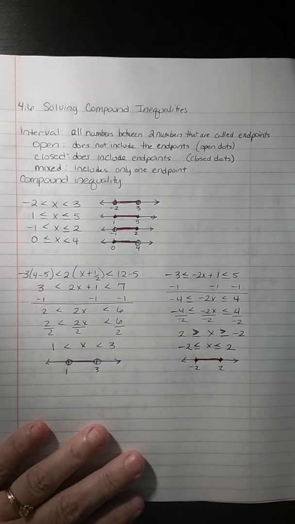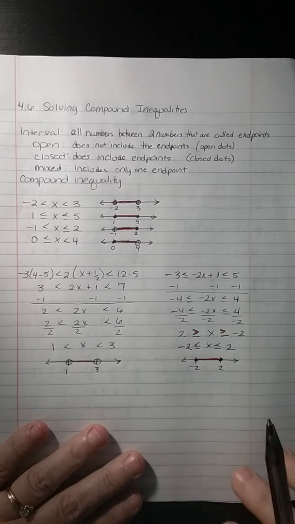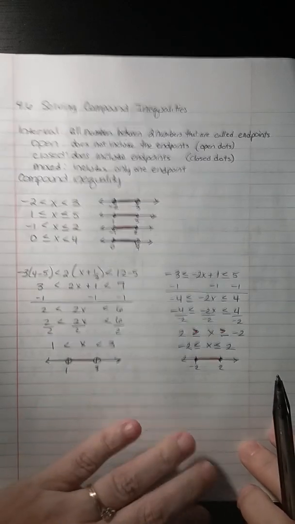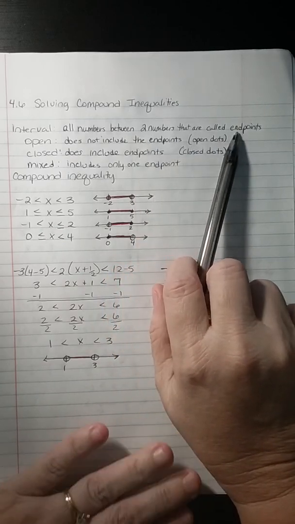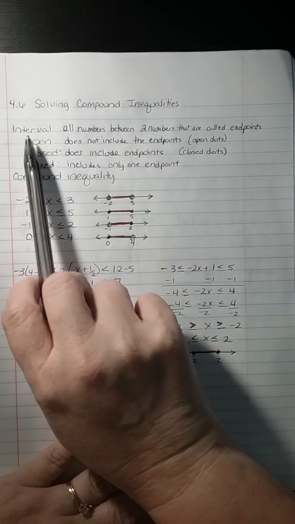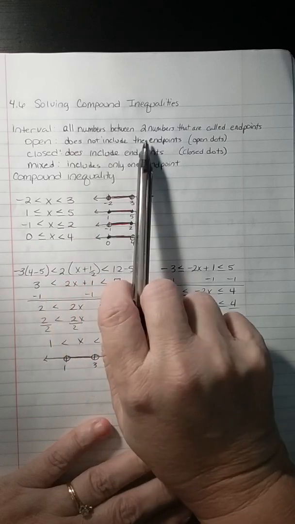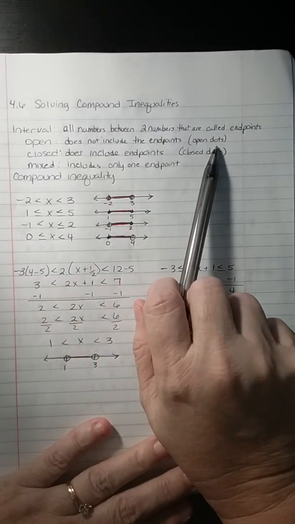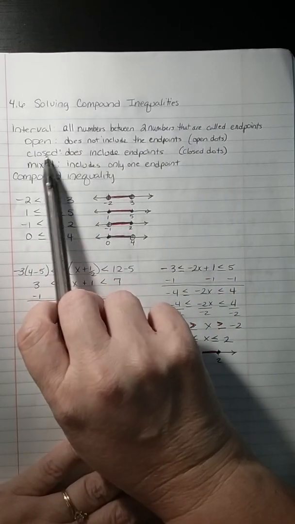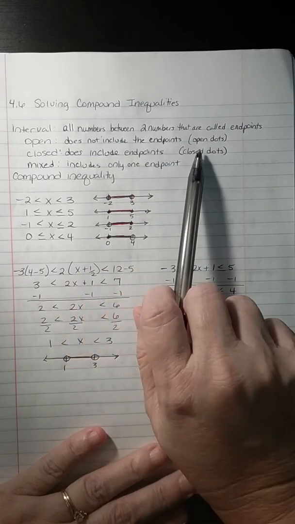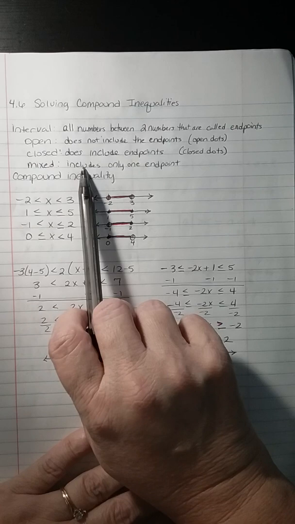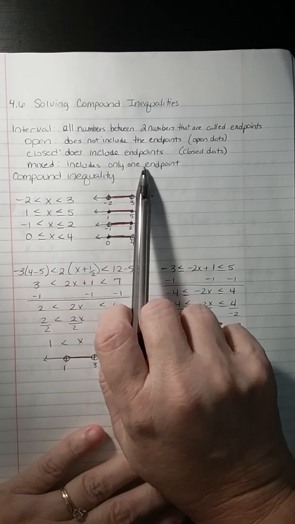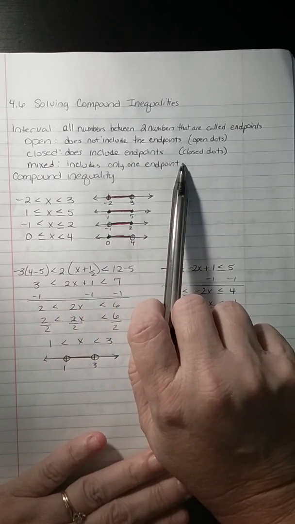In 4.6, we're solving compound inequalities. An interval is all numbers between two numbers that are called the endpoints. An open interval does not include the endpoints, and you would use open dots for that. A closed interval does include the endpoints, and you would use closed dots for those. A mixed interval includes only one of the endpoints, and you would have one open and one closed dot.